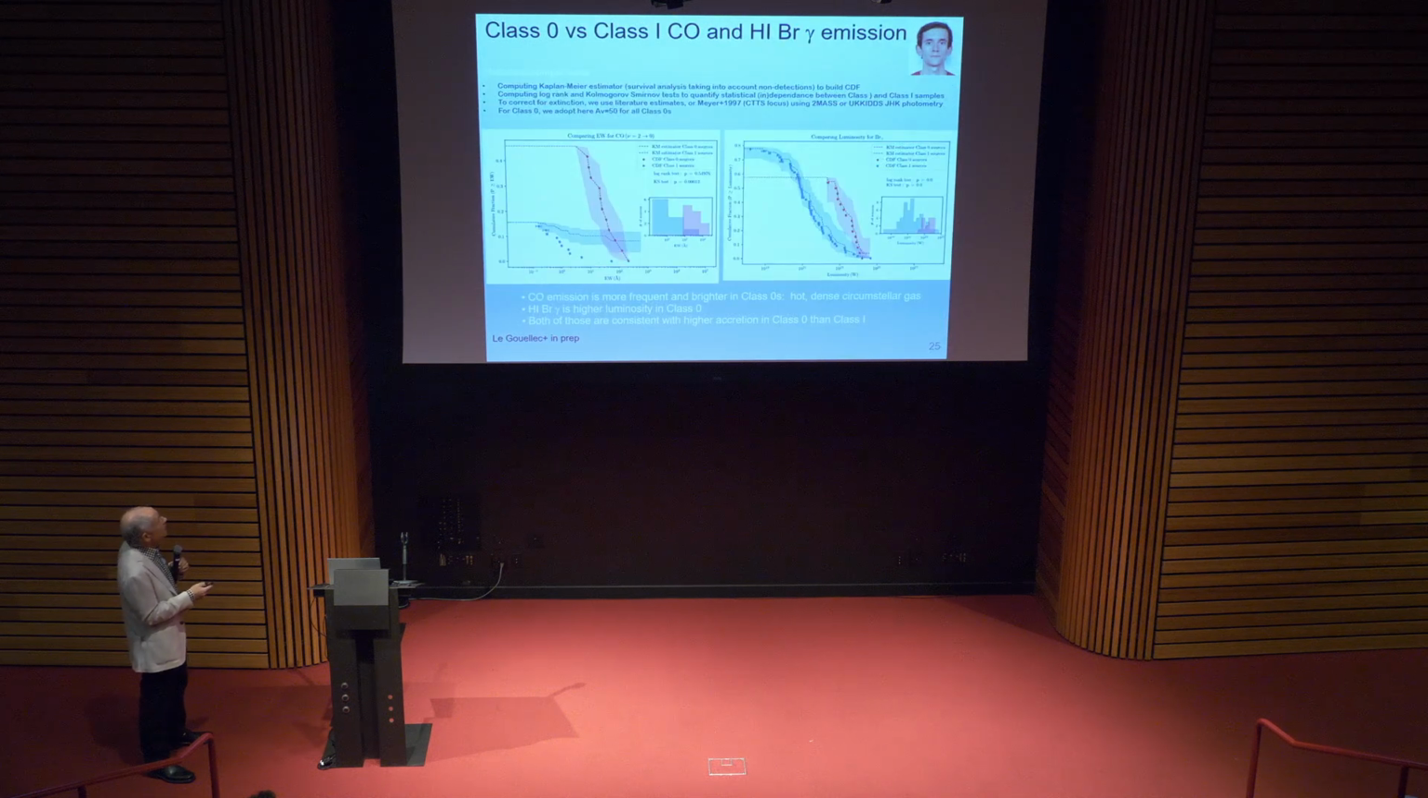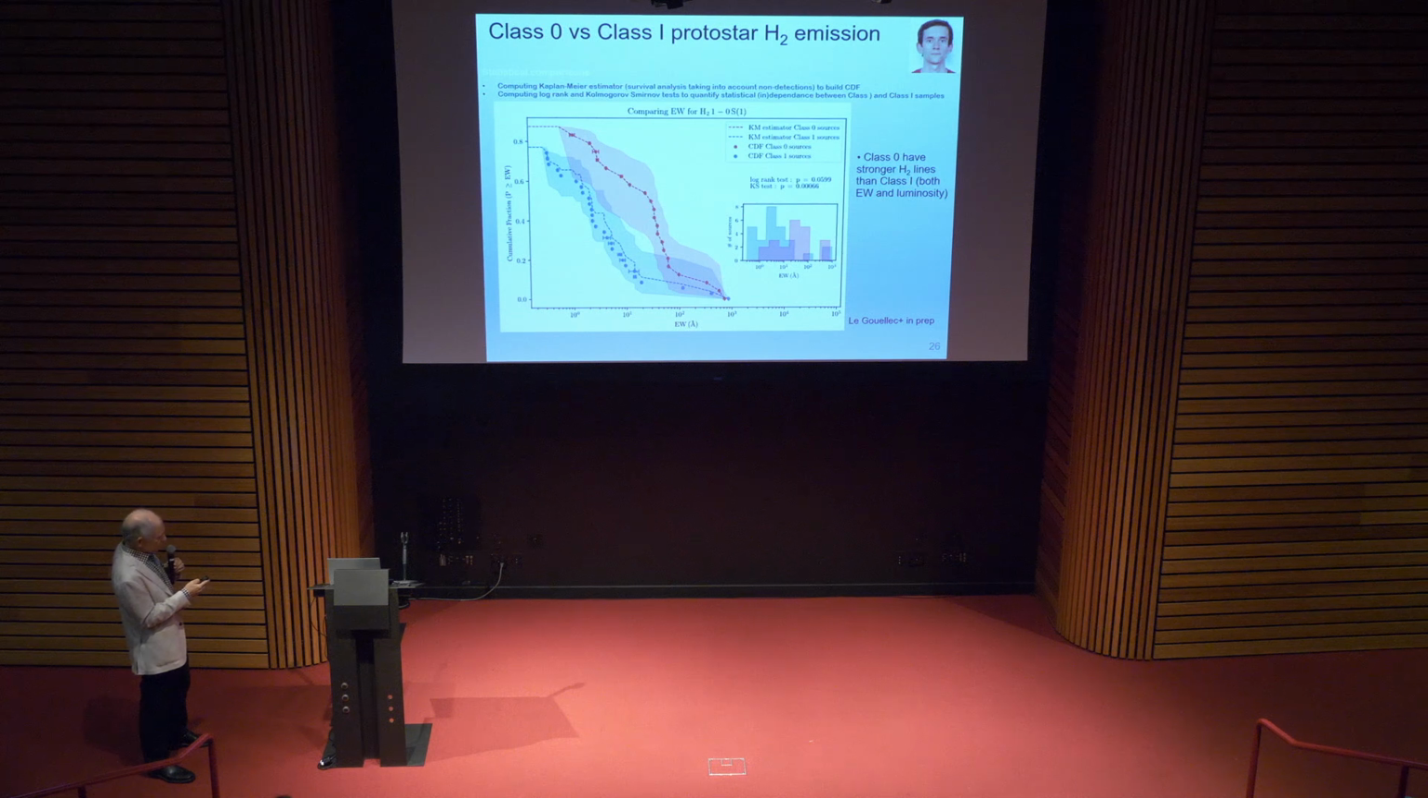These are just some of the comparisons. These are cumulative distribution functions. This is the carbon monoxide emission. Half of the class zeros have this, and it's much brighter too, relative to the brightness of the star and in equivalent width, than in the class ones. Red is class 0, blue is class 1. Also for the Brackett gamma line, not quite as common, but stronger.